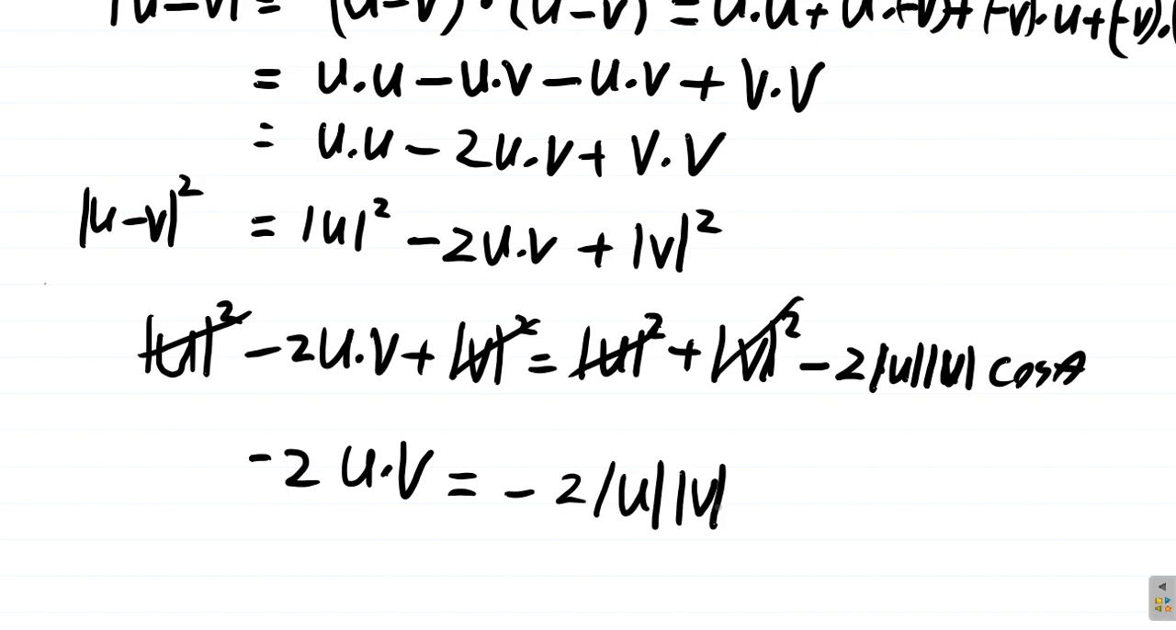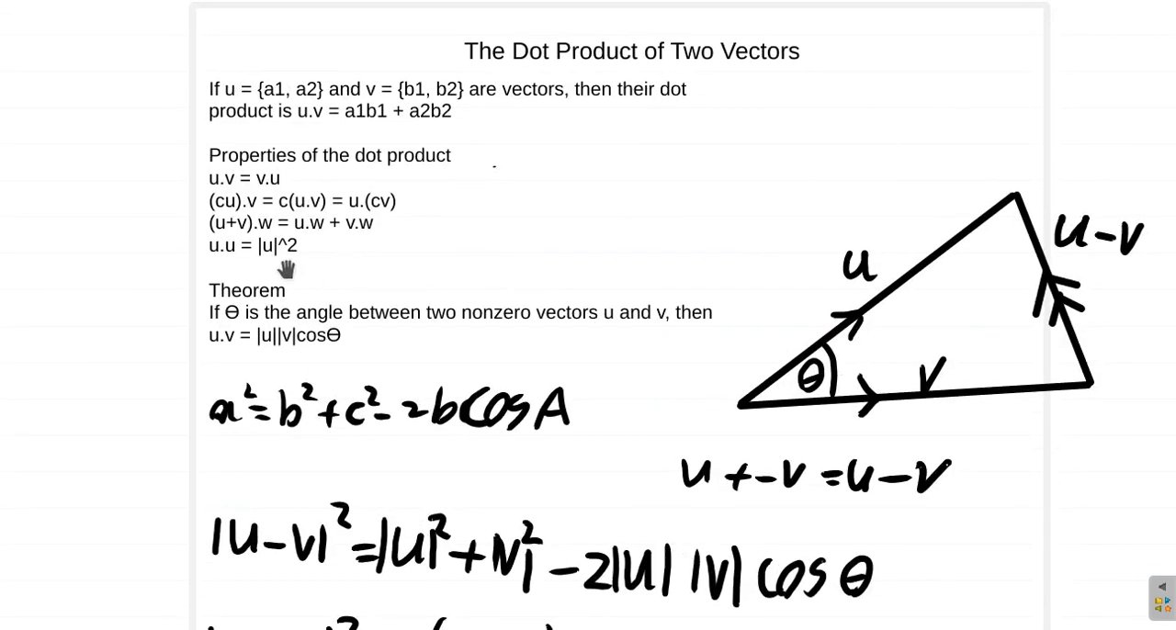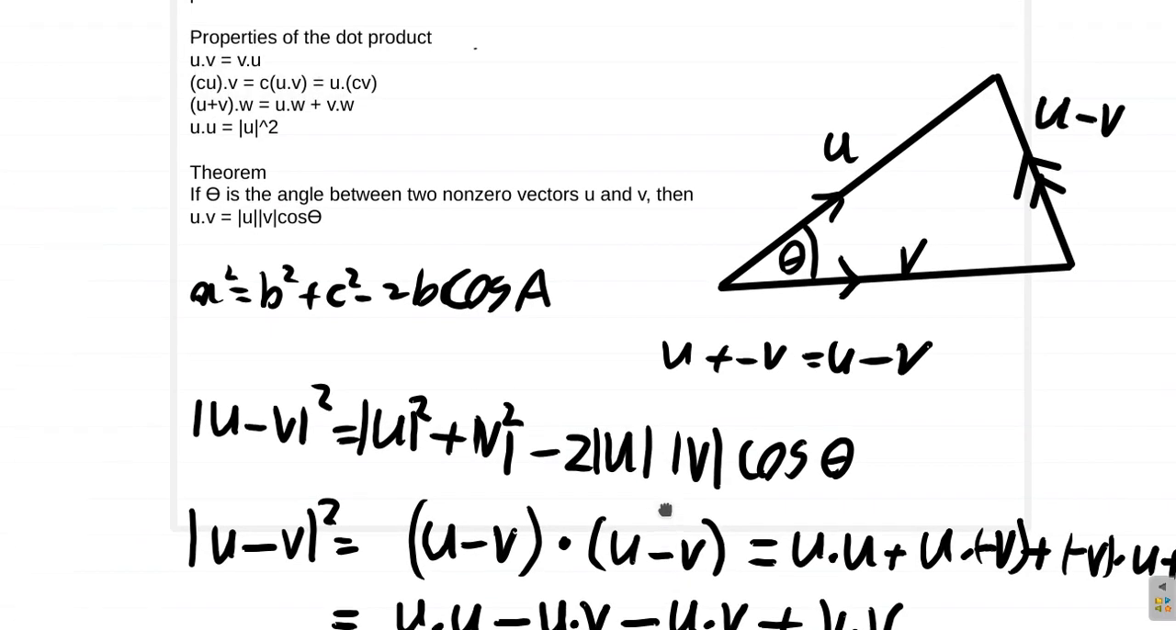We'll break at this time and continue in the next video. No, we won't need to break. I thought we were out of time. We want to keep the video below 15 minutes. So if you divide both sides by negative 2, that will go. So what you have is u dot v equals magnitude of u magnitude of v cos theta. So there you go, the theorem.